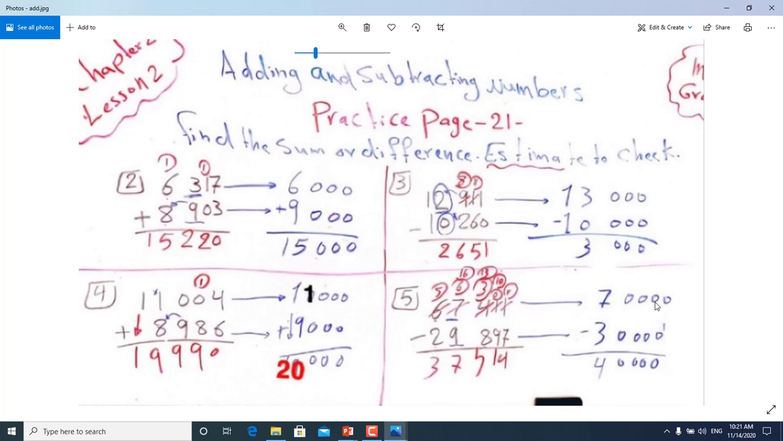0 minus 0, it's 0. 0 minus 0, it's 0. 0 minus 0, it's 0. 0 minus 0, it's 0. 7 minus 3, it is 4.